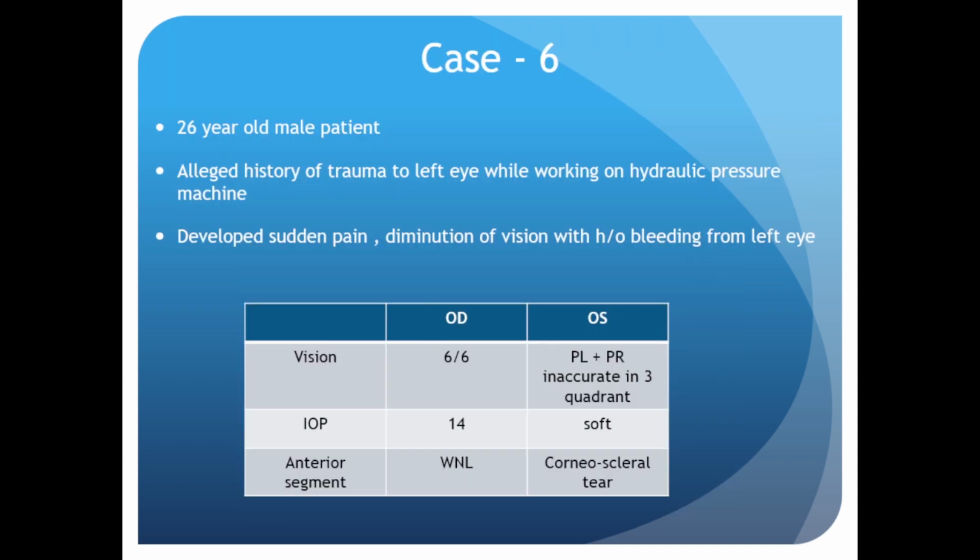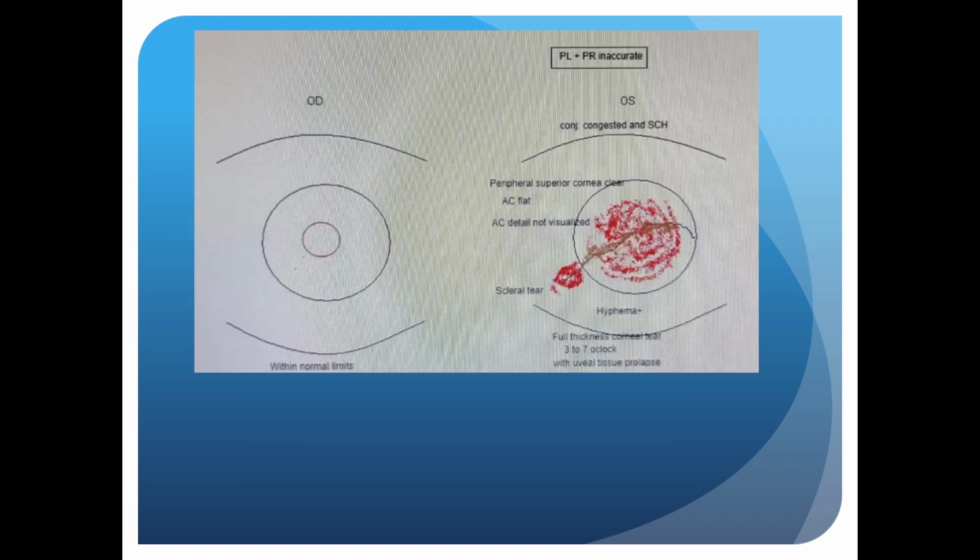Moving to the next case, case number 6. A 26-year-old male patient with an alleged history of trauma to the left eye while working on a hydraulic pressure machine developed sudden visual loss with a history of bleeding from the left eye. The left eye had a vision of PL, PR inaccurate in 3 quadrants. It was soft with a corneoscleral tear. So this was the situation of the patient.